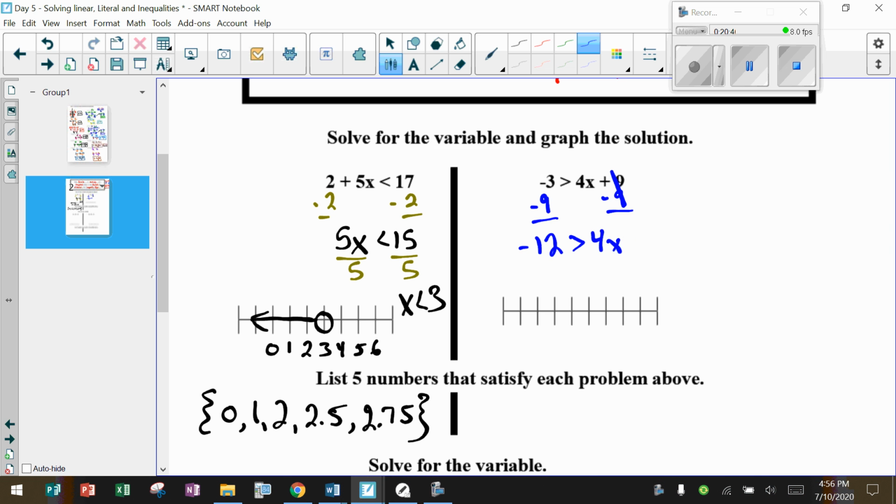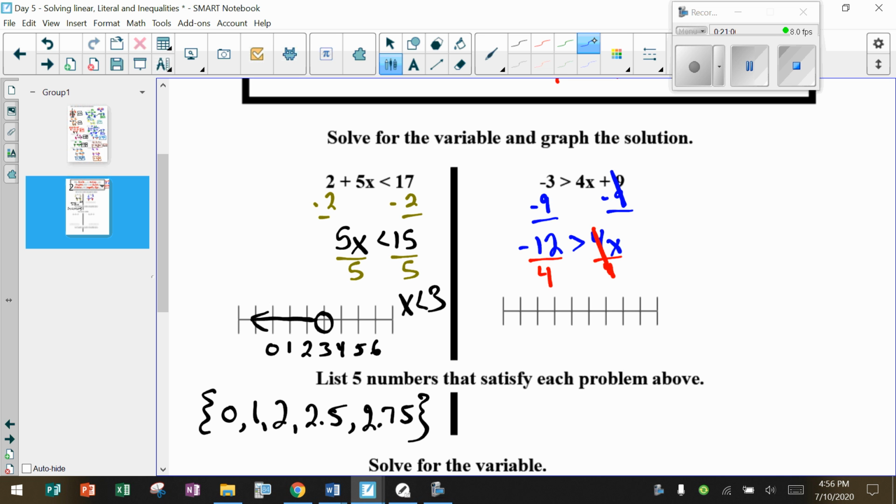To get x alone, we're going to divide out the 4. The 4 is a positive number, so I do not need to worry about switching my sign. Even though the 12 is a negative, I'm not dividing by the -12. I'm dividing by the +4. So my inequality symbol stays the way it was.